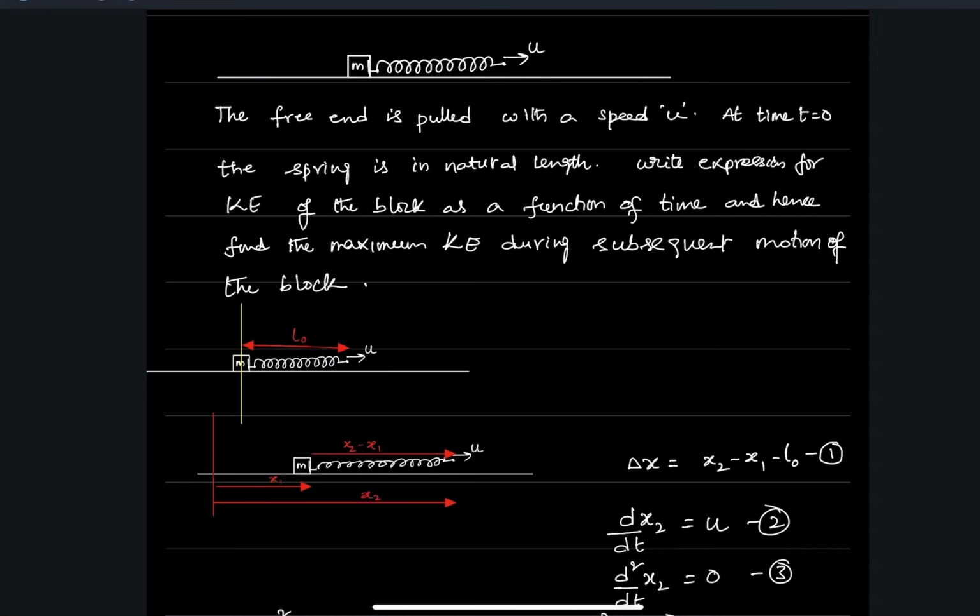At time t equals 0, the spring is in natural length. I want to find the KE of the block as a function of time, and also I want to find the maximum KE during the subsequent motion of the block. So here L0 is the initial length and u is the speed of the free end.